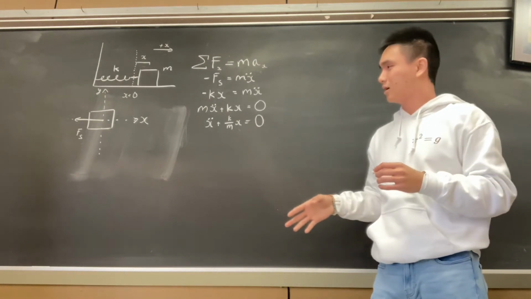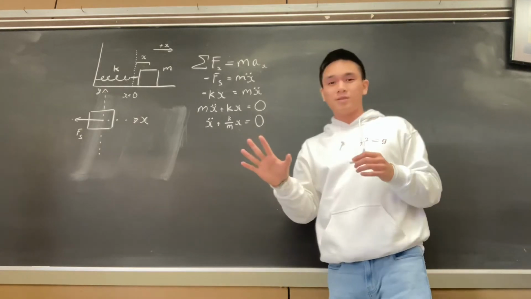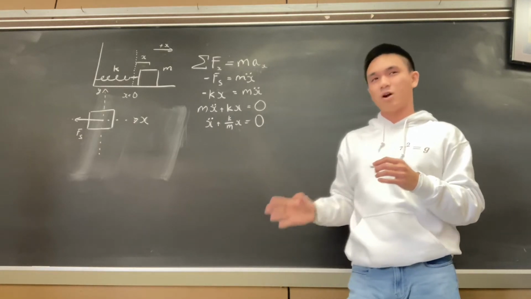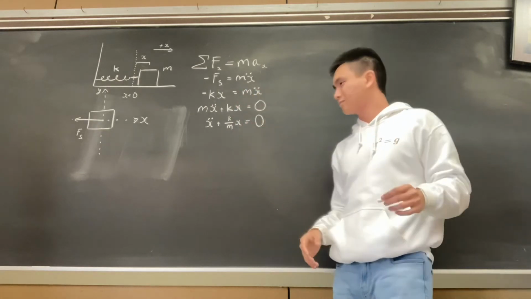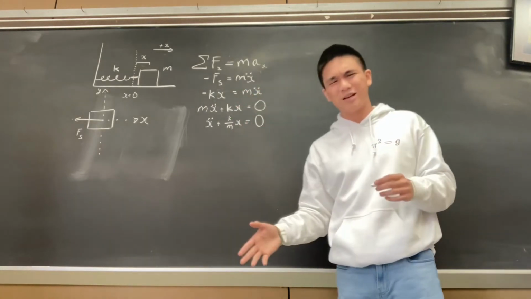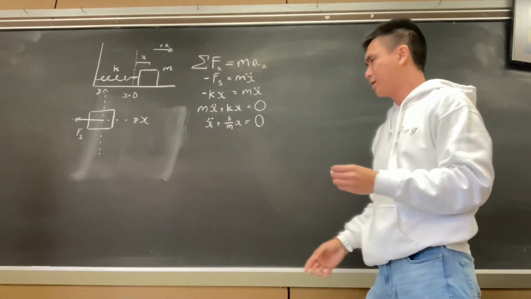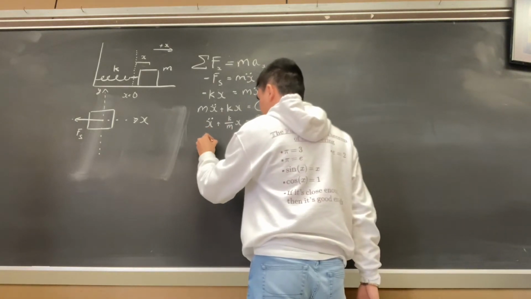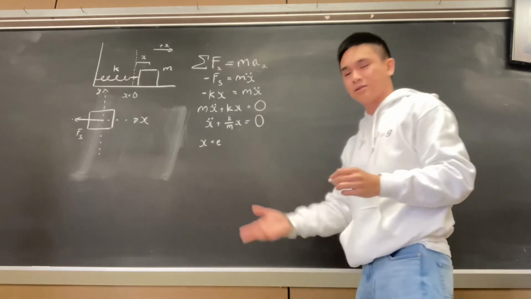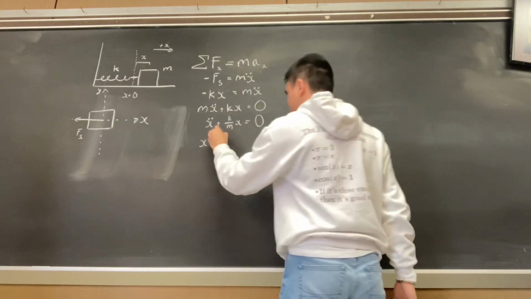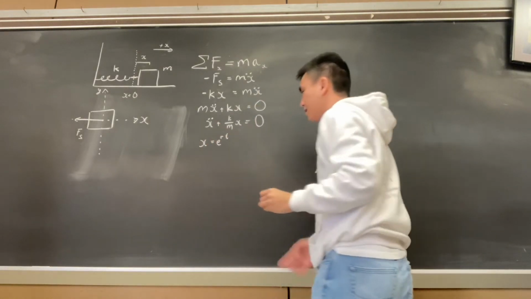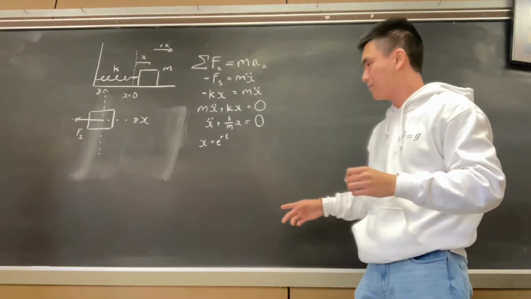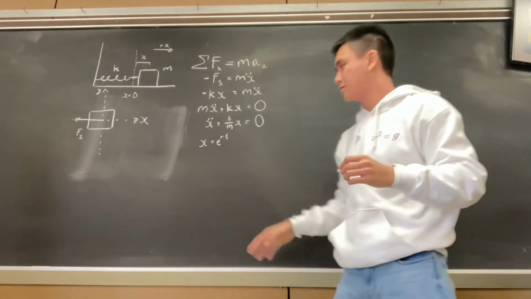Cosine works as well, but for reasons that I will probably go into detail in some other video, think about the exponential function, okay? It's great. For example, if I assume that I have x is equal to e to some r times t, okay? Why t? Because x is a function of time, okay? That position is going to change with respect to time.